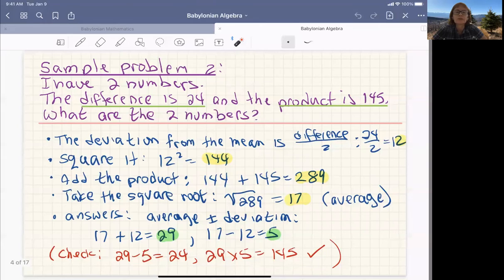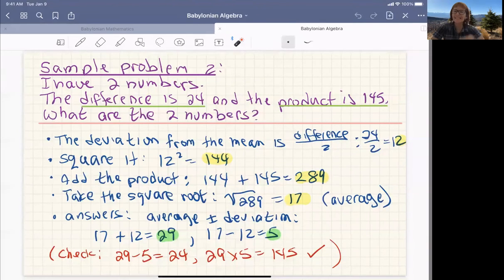Sample problem 2. So the previous problem was the sum and product. This one is difference and product. So I have two numbers. The difference between the two numbers is 24, and the product is 145. So what are the two numbers? Here's what they would do.